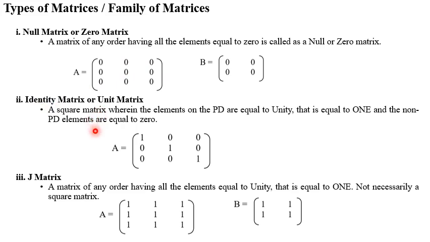A square matrix wherein the elements on the principal diagonal are equal to unity, that is equal to 1, and the non-principal diagonal elements are equal to 0, is basically referred to as an identity matrix or unit matrix. The J matrix. A matrix of any order having all the elements equal to unity, that is equal to 1, which is not necessarily a square matrix, is referred to as a J matrix.